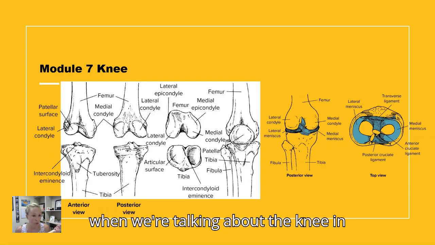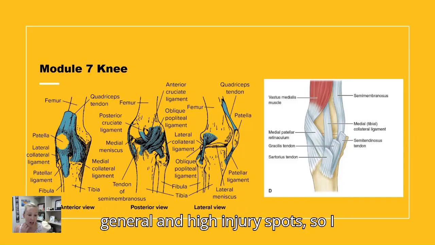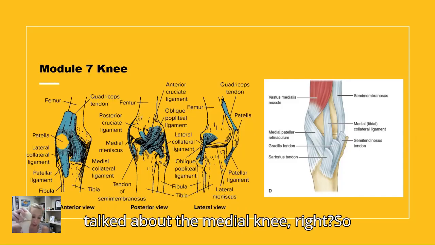All right. And so when we're talking about the knee in general and high injury spots, so I talked about the medial knee, right?